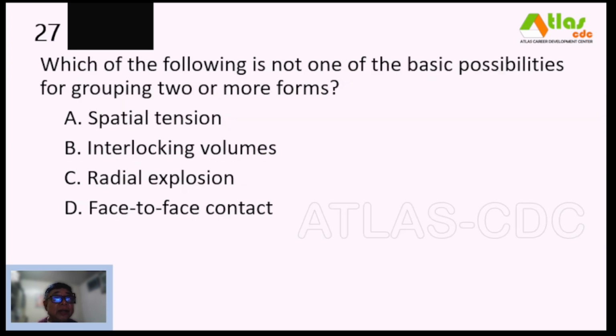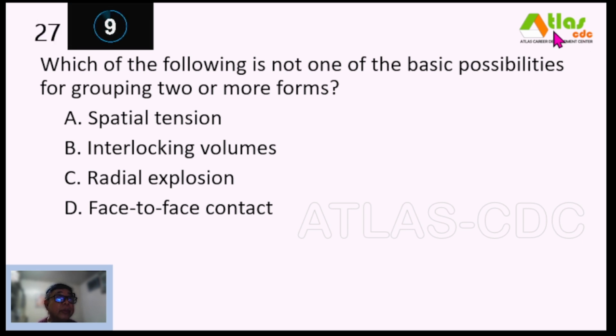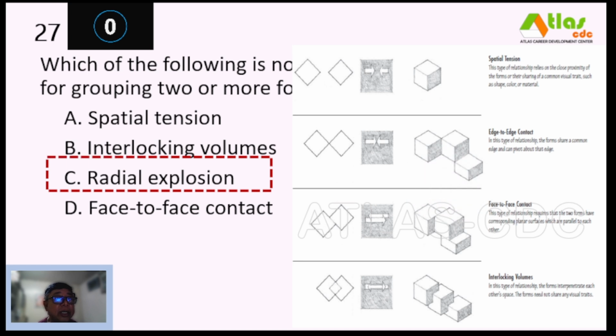27. Which of the following is not one of the basic possibilities for grouping two or more forms? A. Spatial tension, B. Interlocking volumes, C. Radial explosion, and D. Face-to-face contact. And our correct answer is letter C, radial explosion. So yung tatlong ito are part of this composition.